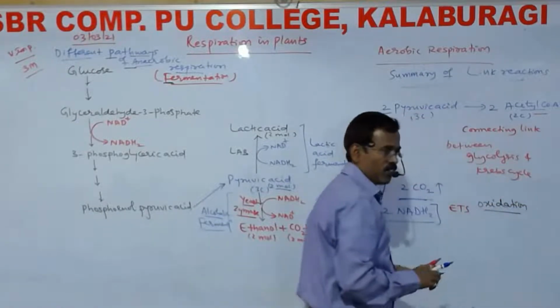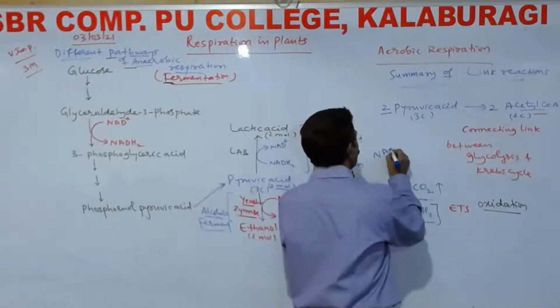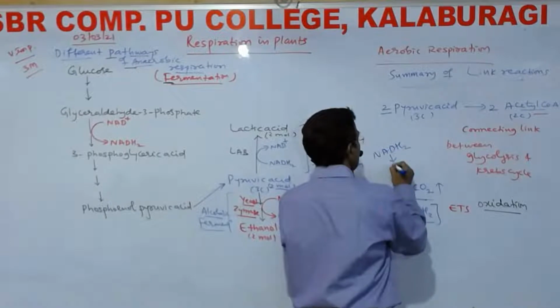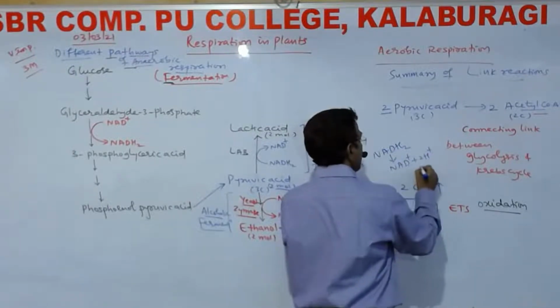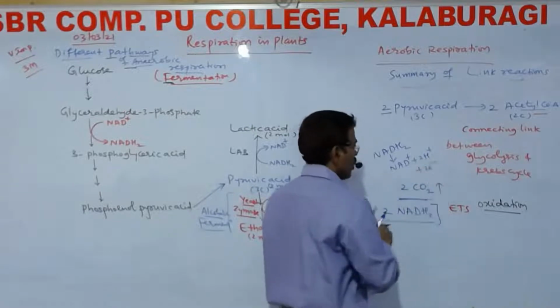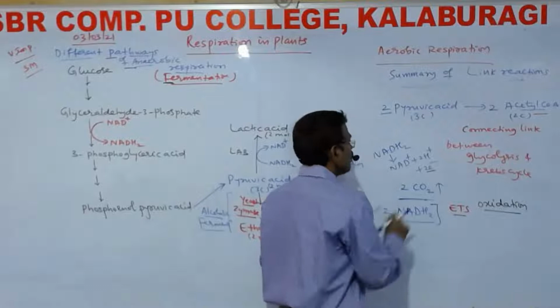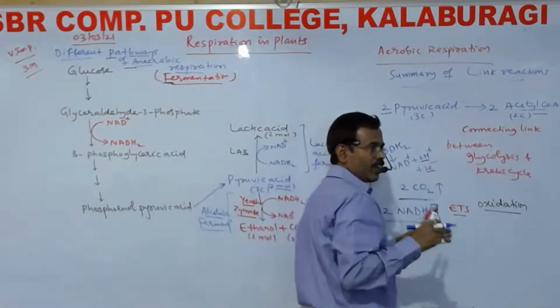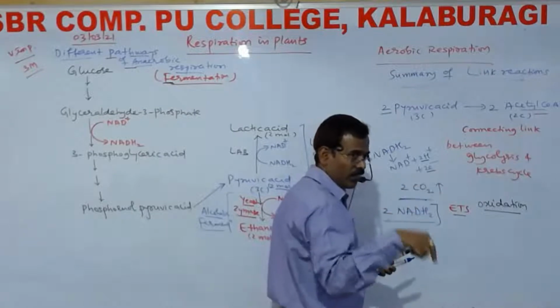It will undergo oxidation. Whenever NADH2 is oxidized, what will you get here? This is how the reaction occurs: NADH2 gives NAD plus, 2 protons and 2 electrons. These electrons can take part in the electron transport system. The protons can get into the intermembrane space of the mitochondria. Yesterday I showed where ETS occurs.